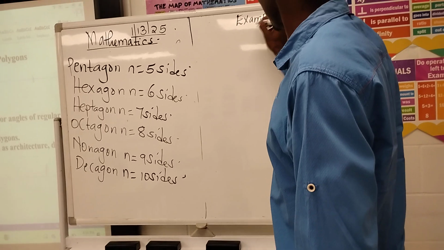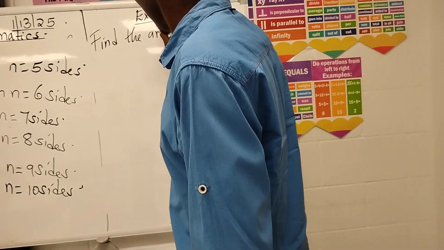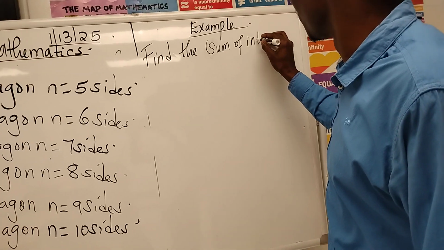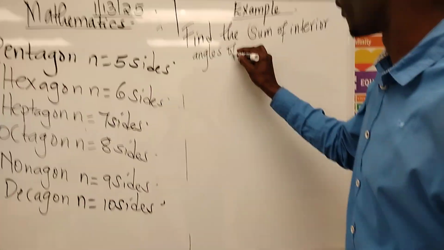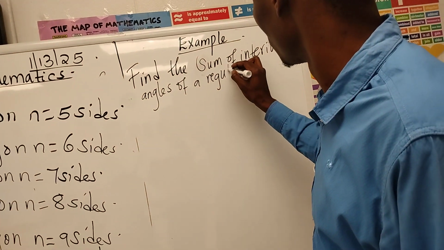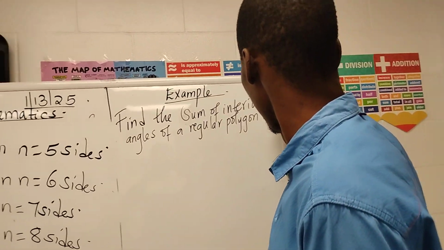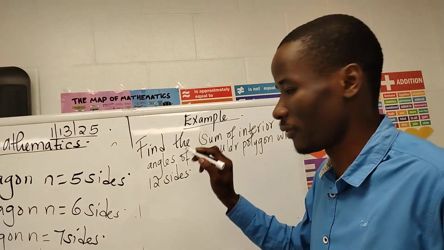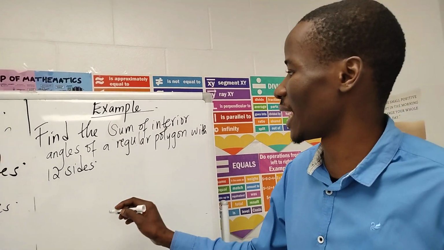Example. Find the sum of interior angles of a regular polygon with 12 sides. I already told you about the formula. We already said, what is the formula?